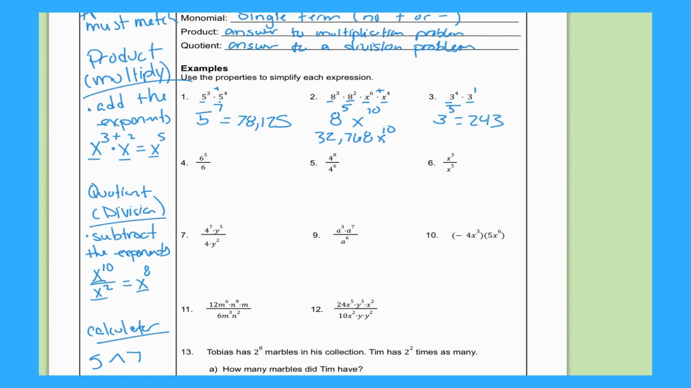Number 4, again, this 6 has a hidden exponent of 1. So the shortcut for dividing, we said, was we're going to subtract the exponents. So 5 minus 1, and again, I can do this because the bases match, 6 and 6, so the base stays 6. 5 minus 1 is 4. So we end up with 6 to the 4th. So we need to do 6, hit the caret button, 4, and that's going to be 1,296.